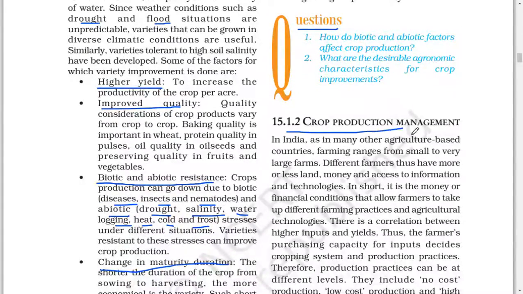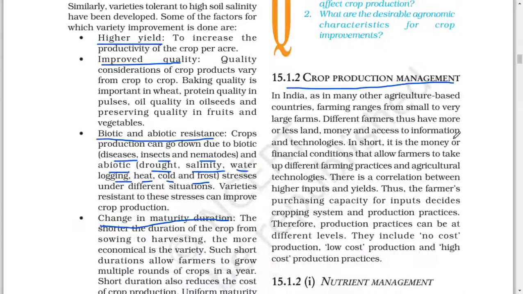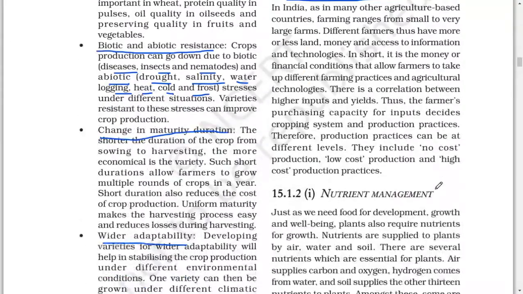Crop production management. In India, as in many other agriculture-based countries, farming ranges from small to very large farms. Different farmers thus have more or less land, money and access to information and technologies. In short, it is the money or financial condition that allows farmers to take up different farming practices and agricultural technologies. There is a correlation between higher input and yields.